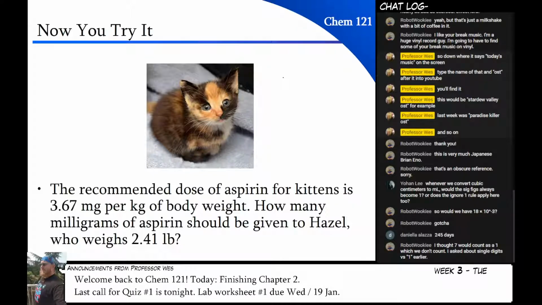So, tell me how much aspirin I should administer to Hazel here, given that she weighs this much, and that's the dosage information. And then I'll answer that question in the chat. So, go ahead and get started on this, and we'll go over the answer in about 3 or so minutes.